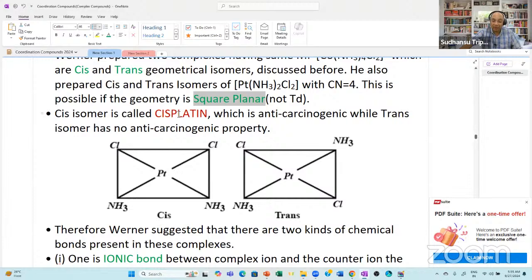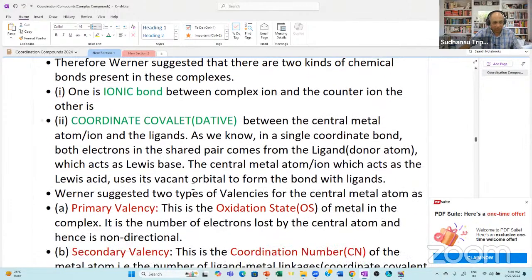Cis isomer was famously called cisplatin, and it was at that time treating cancer patients. They are acting as anti-carcinogenic substances. But trans was absolutely worthless. No anti-carcinogenic property. So the two different geometrical isomers were prepared by Werner, same square planar geometry, but different geometrical isomers. One, chloride, chloride, same side, ammonia, ammonia, same side, but here chloride, chloride opposite, ammonia, ammonia opposite.